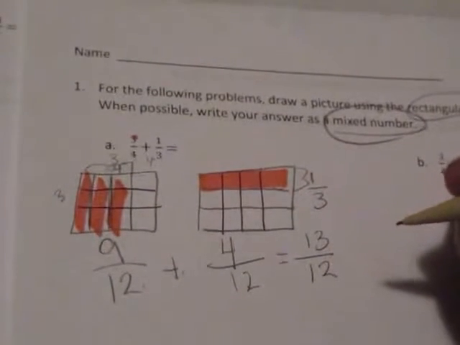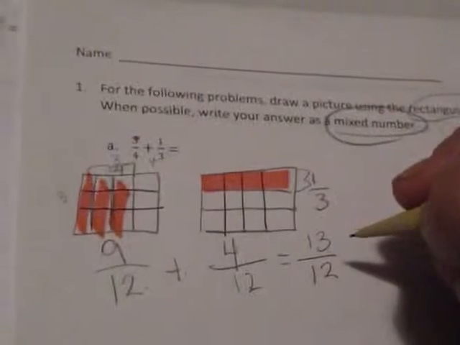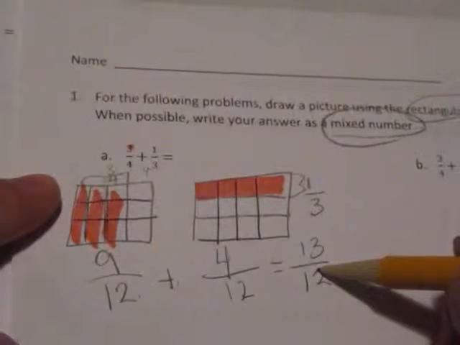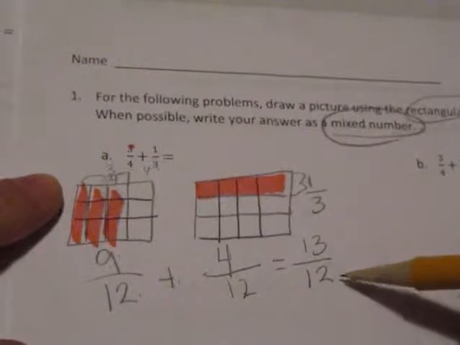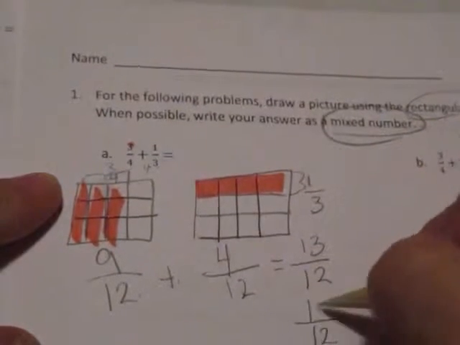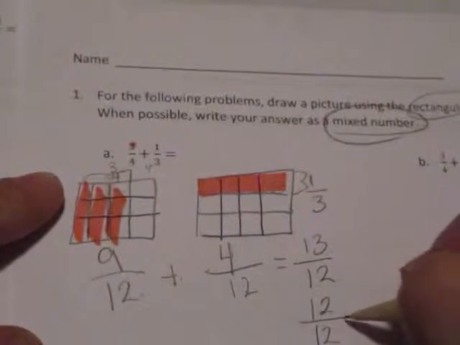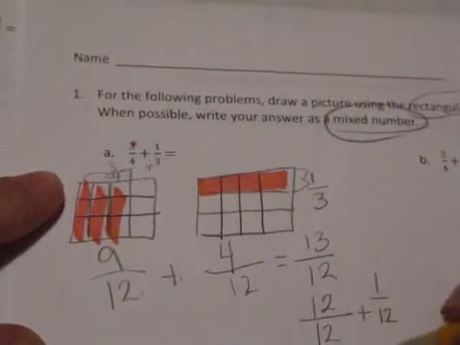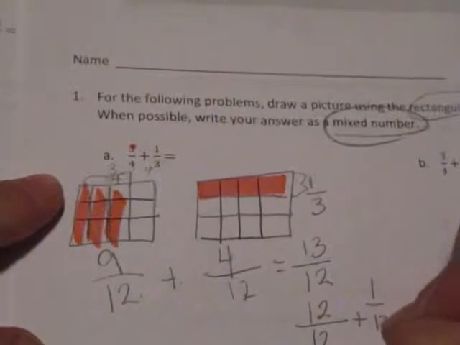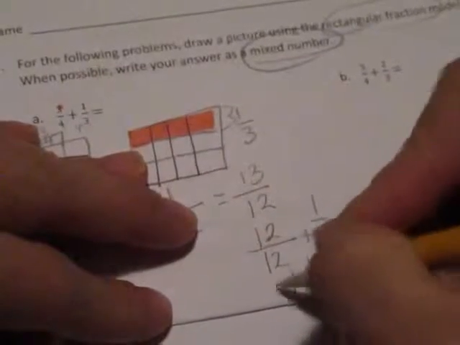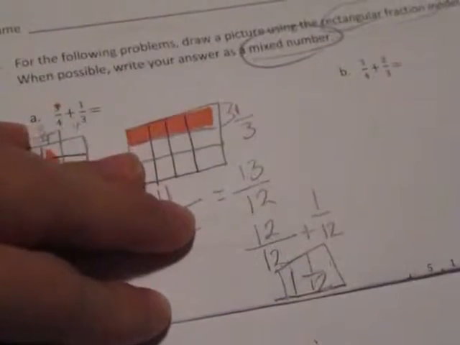13/12. Well, 13/12 I know is bigger than a whole because I have 12 in one whole. So how many 12ths make a whole? If I have 12 in a whole, how many do I have to have to make one whole? That would be 12. And then how many would I have left over? I would have 1/12 left over. So 12/12 equals 1 whole, and you already have that. So I have 1 whole and 1/12. So my answer is 1 and 1/12.